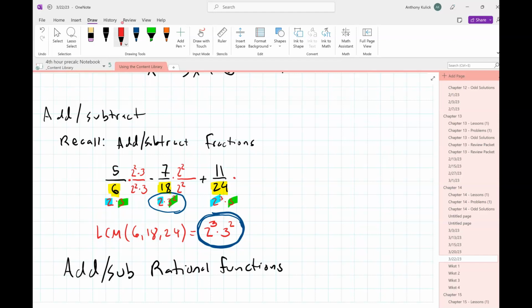And then for my last one, I'm going to compare what I have to what I want. I have 3 2's, and I want 3 2's, so I don't need any more 2's. I have 1 3, and I want 2 3's, so I'm going to need 1 more 3. Sophia?